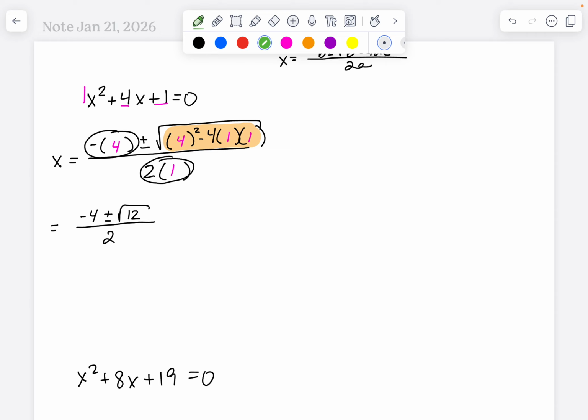Now, I'm going to look at this. We have to clean this up. 12 is not a perfect square, so we need to clean up the square root. And I know that 12 is 4 times 3. And I use that because the square root of 4 is 2.